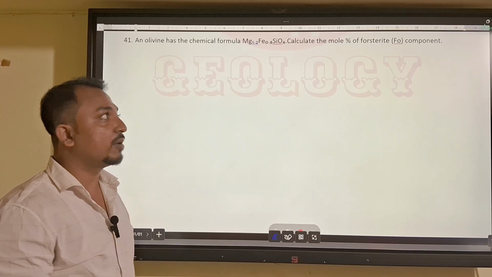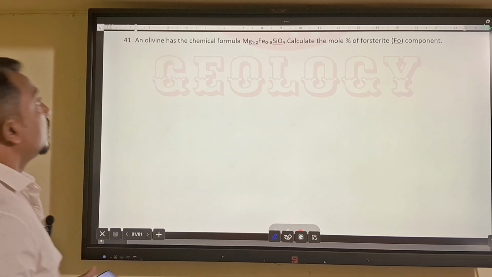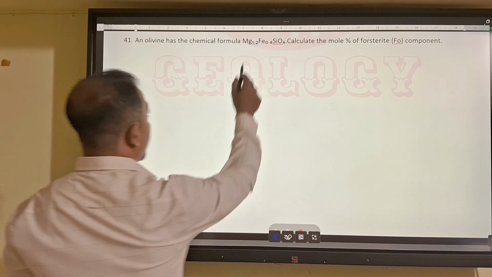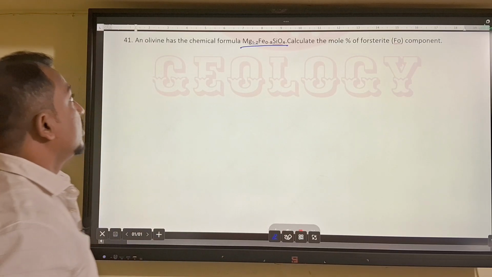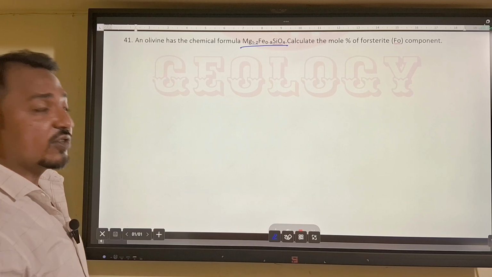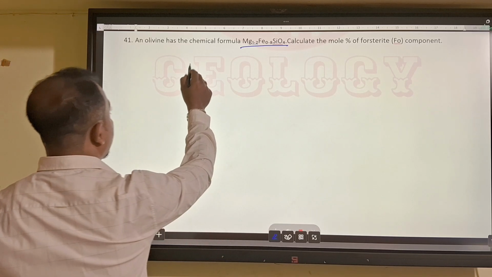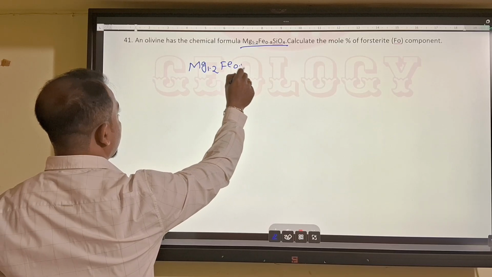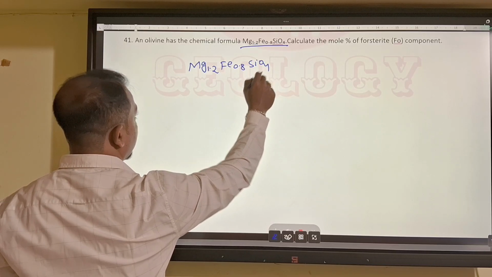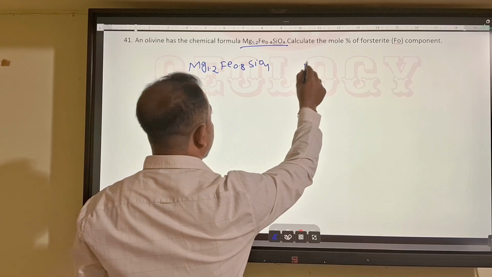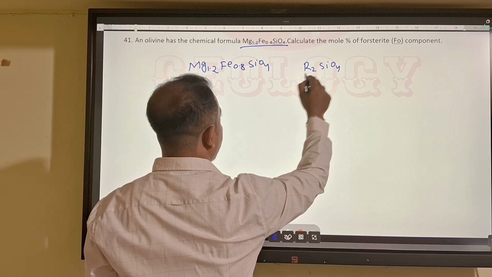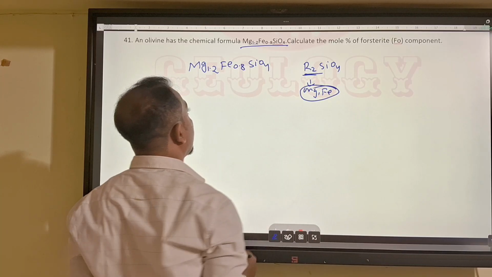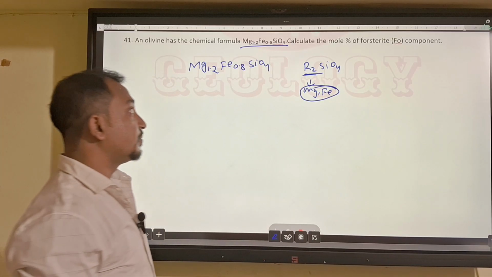This comes to another type of problem, that is your mole percentage calculation. These are very common types of questions. You have to calculate the mole percentage of forsterite. So let's write down the formula: Mg 1.2, Fe 0.8, SiO4. What is the general formula of olivine? It is R2SiO4. In the R place, Mg and Fe cations will occupy, that is your octahedral coordination.